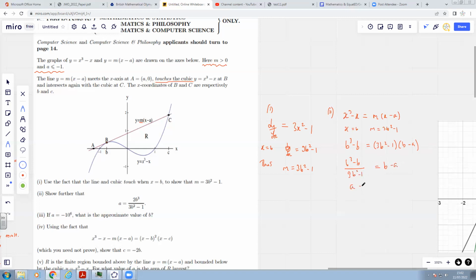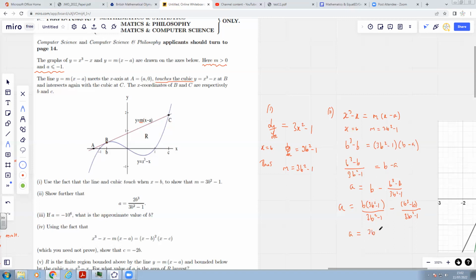But that means that a equals, now if I imagine adding the a over and taking that away, we're going to get b minus b cubed minus b over 3b squared minus 1. And then write this as b times 3b squared minus 1 over 3b squared minus 1. So we have a common denominator. And then take away, when we put it in brackets, b cubed minus b over 3b squared minus 1. And you'll have the answer in the next line, essentially, because you're going to get 3b cubed minus b.